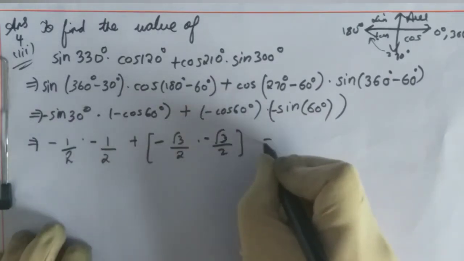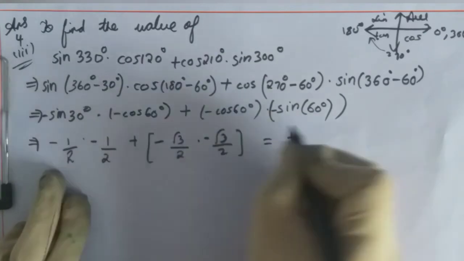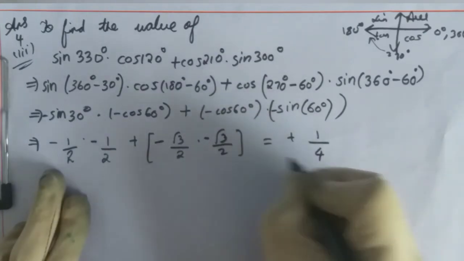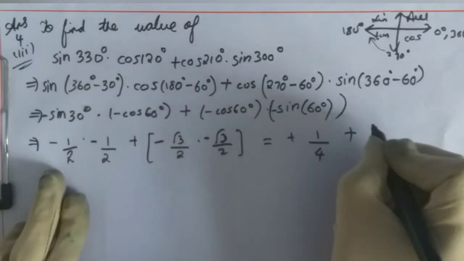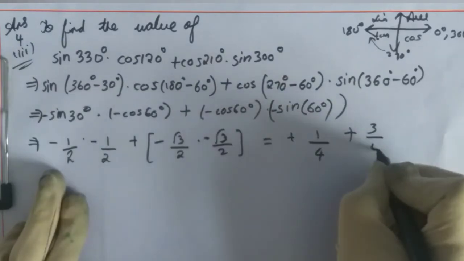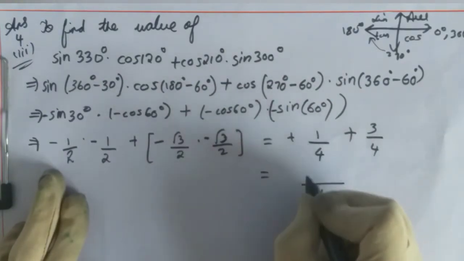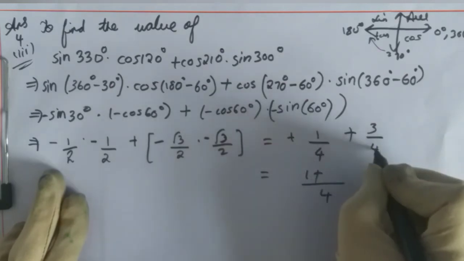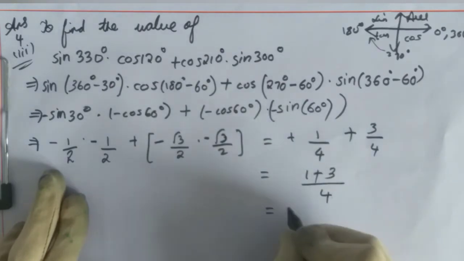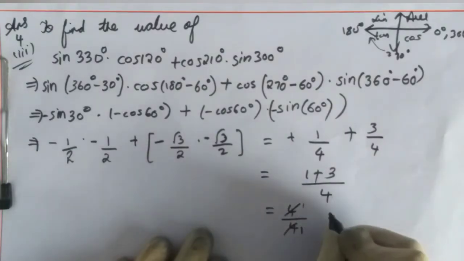So we have minus into minus is plus, 1 1s are 1, 2 2s are 4, minus into minus is plus, root 3 into root 3 is 3, by 2 2s are 4. What do we have? LCM of 4 and 4 is 4, 4 divided by 4 is 1, 1 into 1 is 1, plus 4 divided by 4 is 1, 1 into 3 is 3, 3 plus 1 by 4 is 4 by 4. So 4 1s are 4, 4 1s are 4, so the answer is 1.